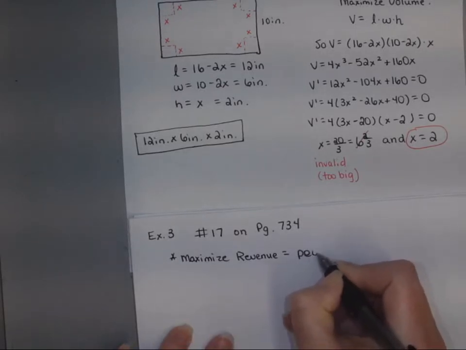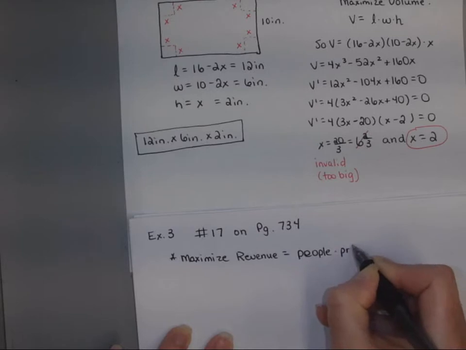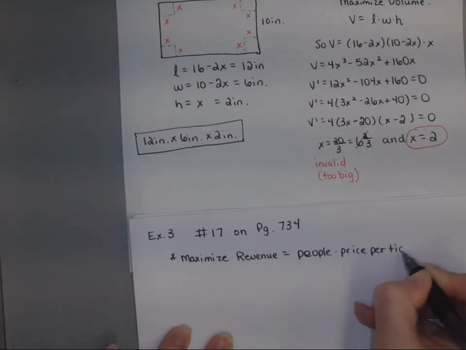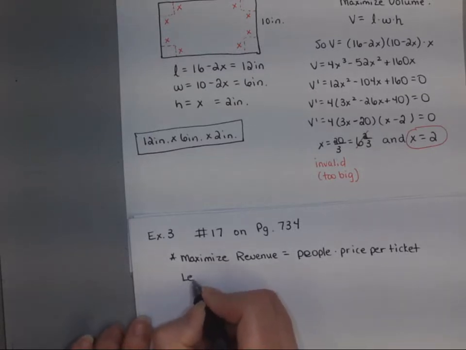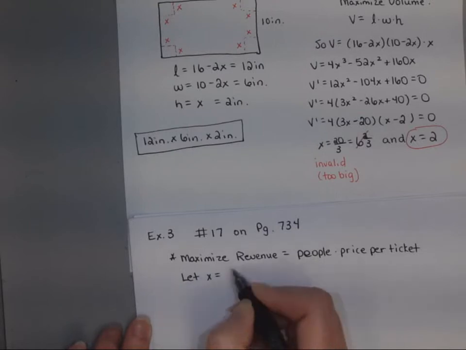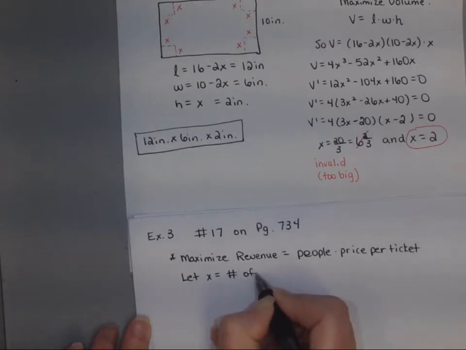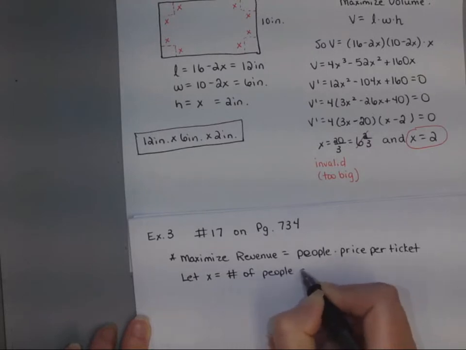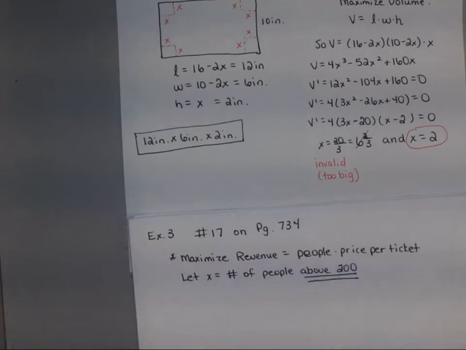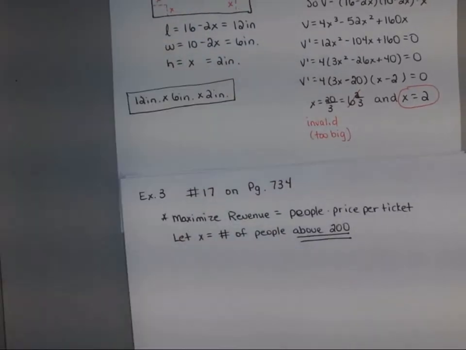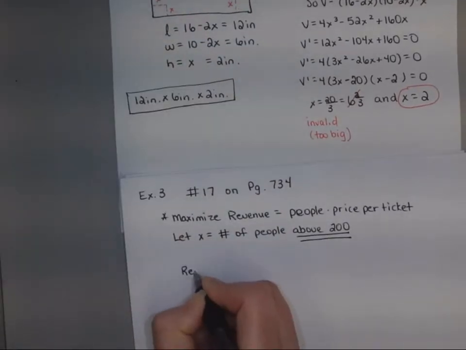So, in general, this is what we're going to need, right? People times price per ticket. Okay? But we can't use X for people and Y for price, because then what would we have? How many variables? 2. So we want to somehow get it to where we only have 1 variable. So this is a trick that we use kind of a lot. We're going to let X be not the number of people, but the number of people above 200. Because notice in the problem it said we're assuming that we're going to take more than 200. So if we let X be the number of people above 200, now let's see if we can come up with a revenue formula.